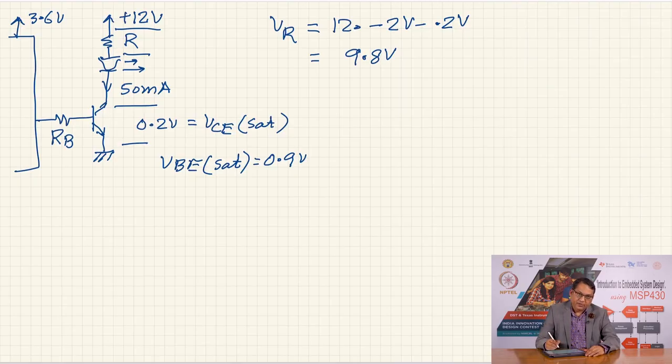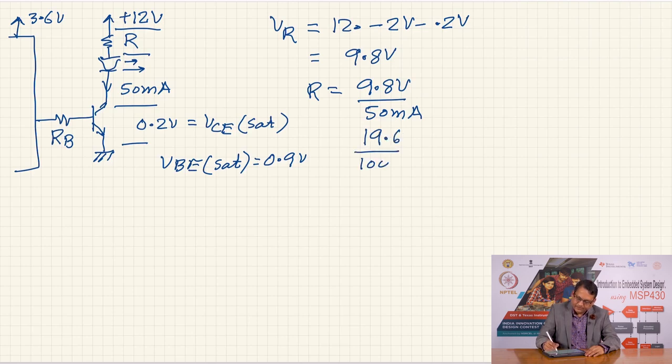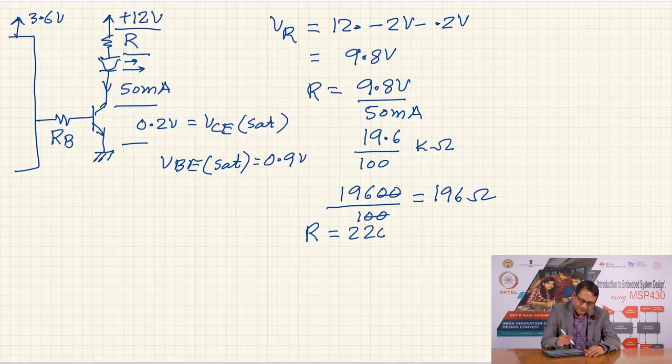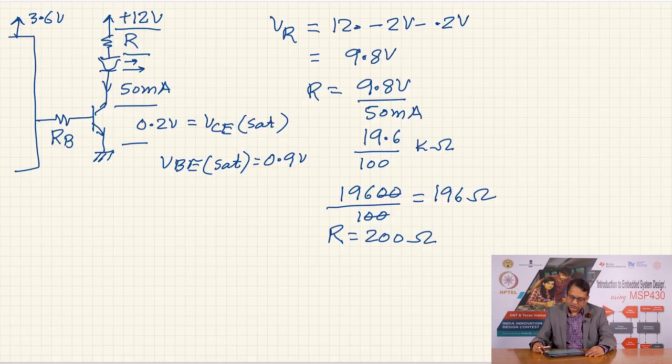The current is expected to be 50 milliamperes, therefore, R is equal to 9.8 volt divided by 50 milliampere. So, this becomes 19.6 divided by 100 kilo ohm. So, 1960 upon 100. So, this cancels out. So, this becomes 196 ohms. So, you can take a resistor value of 200, nearest is 200 ohms. R is equal to 200 ohm. So, this is what we have.